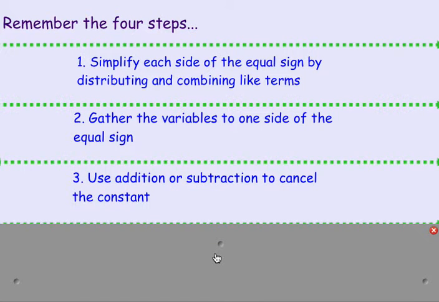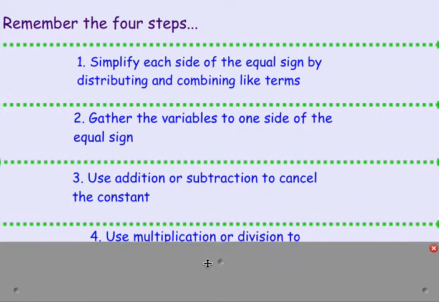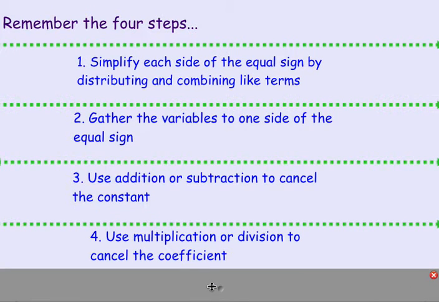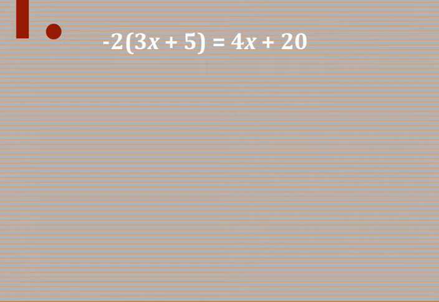Next, use addition or subtraction to cancel the constant. The constant is the thing that's just a number. We either need to add or subtract it over to the other side. And last but not least, use multiplication or division to cancel the coefficients. So that number that's being multiplied to the outside, we need to get rid of it. So let's start by reviewing simple solving equations.